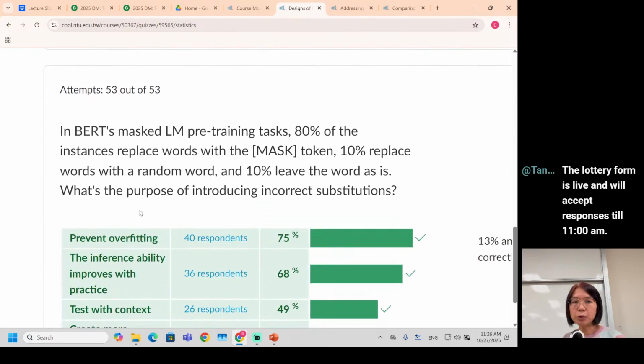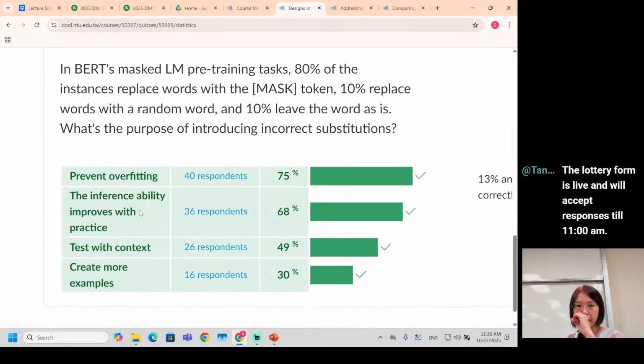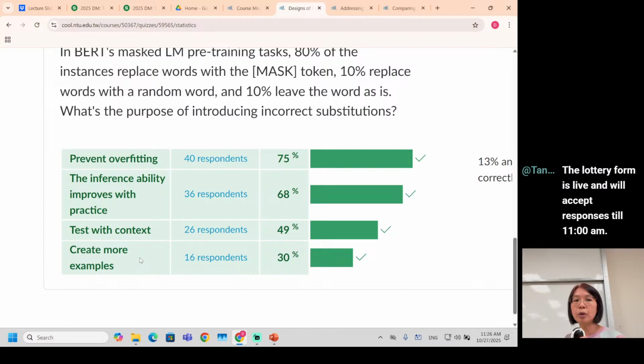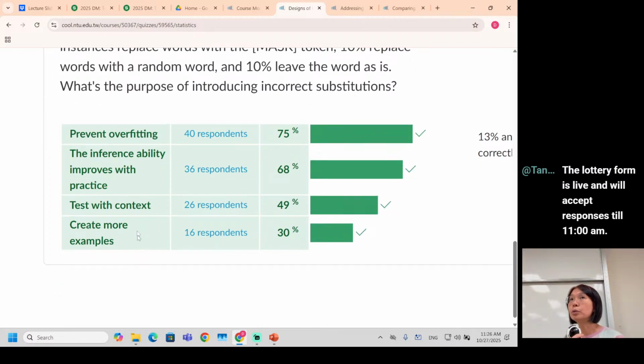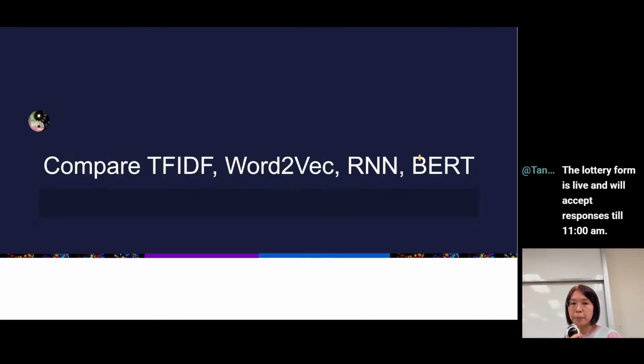Okay, so the next one, BERT's masked LM pre-training: 80% of the instances are replaced with this word, 10% this, 10% this. What's the purpose of them? All of them are correct. But you need to know this is a very smart way to prevent overfitting. Sometimes overfitting happens because we did not give the model any wrong information, and that is why it will memorize all of it. Okay, so that is about BERT.